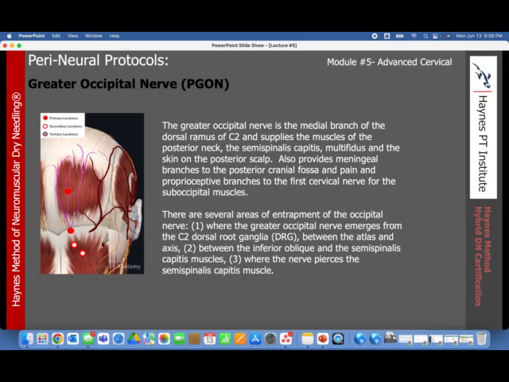Let's look at the greater occipital nerve. Here there are several areas of entrapment of the occipital nerve. One is where the greater occipital nerve emerges from the C2 dorsal root ganglion, between the atlas and the axis. 2, between the inferior oblique and the semispinalis capitis muscles, and then 3, where the nerve pierces the semispinalis capitis. So we try to target at least 2 and 3 here.